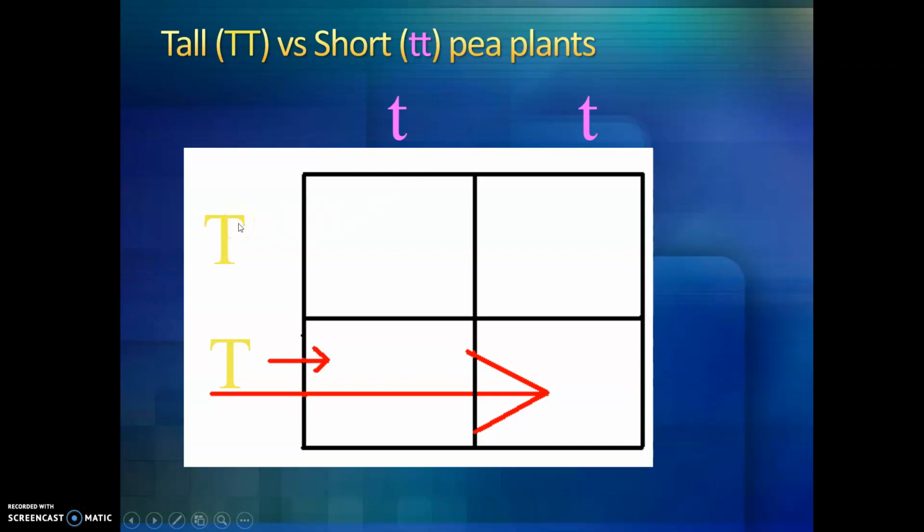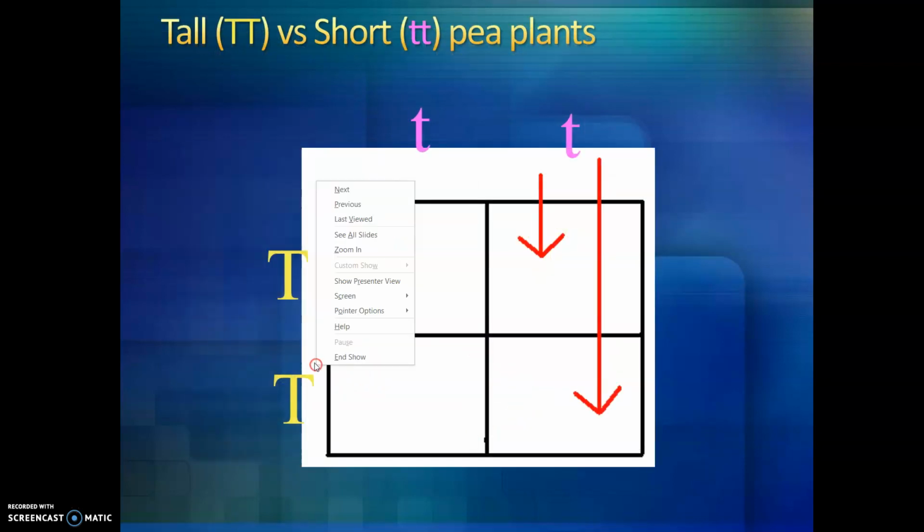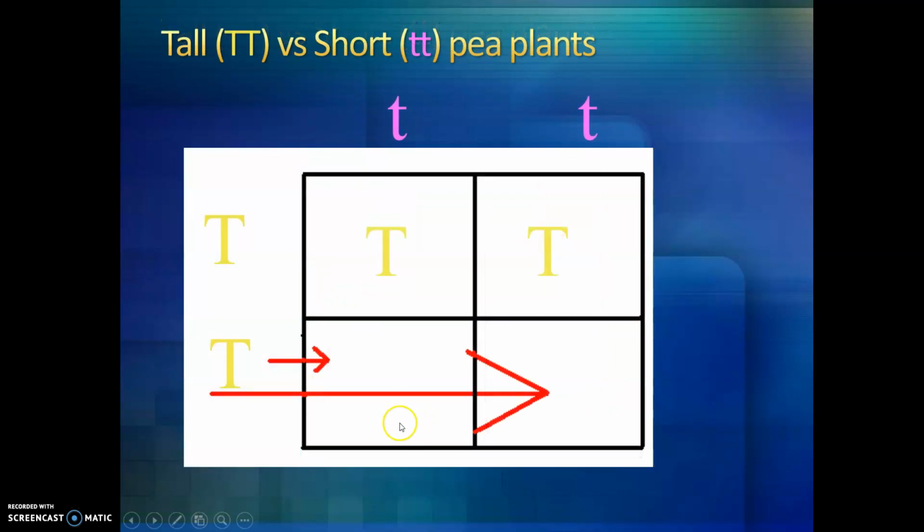The first step in doing a Punnett square is lining up your parents. One parent goes on the outside of the square here, and the other parent goes on the outside of the square here. Then we just bring one over. So this one has a big T to share, and a big T to share here, and it also has a big T to share here.